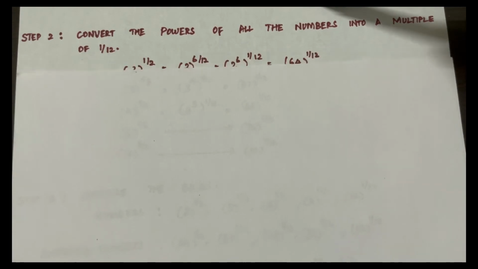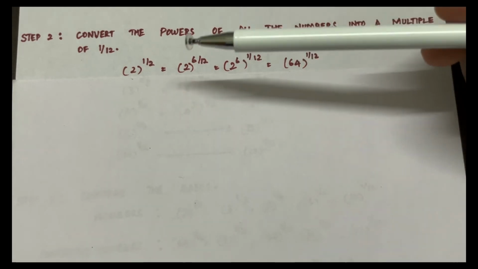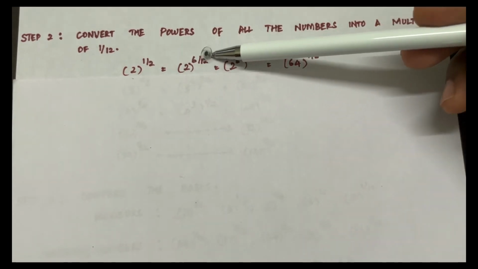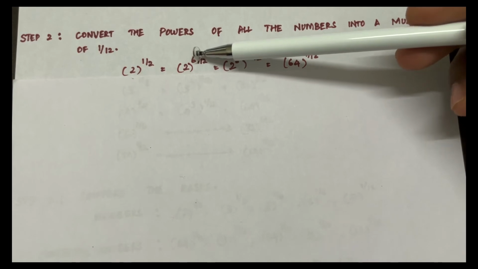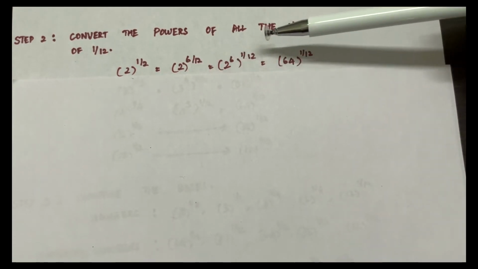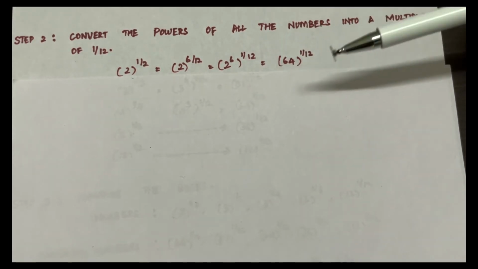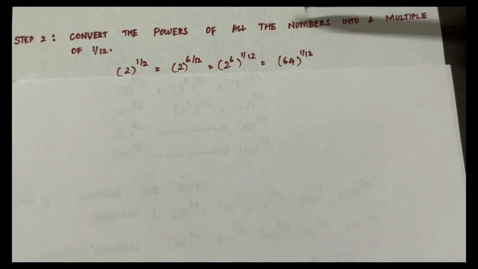So what do I mean by this? Suppose I take 2 to the power 1 by 2, which is the first number. I can convert the power of this number into a multiple of 1 by 12 by multiplying 6 in the numerator and denominator. So 1 by 2 will be written as 6 by 12. Now I'm taking this 6 inside the bracket, which means I will get 2 power 6, to the power 1 by 12. Now 2 power 6 is 64, so in turn we get 64 to the power 1 by 12.